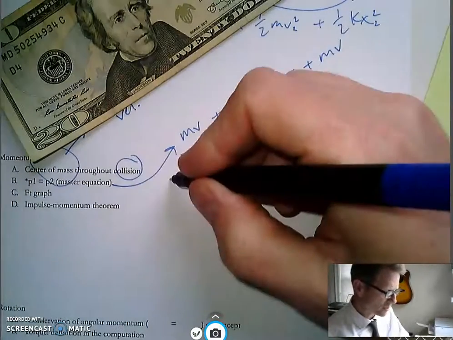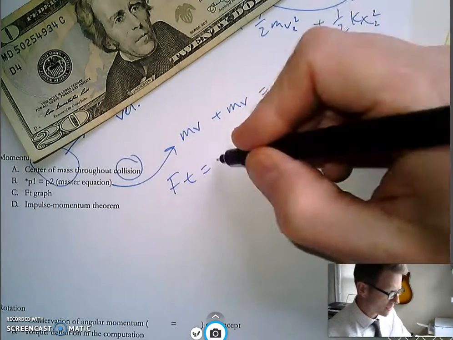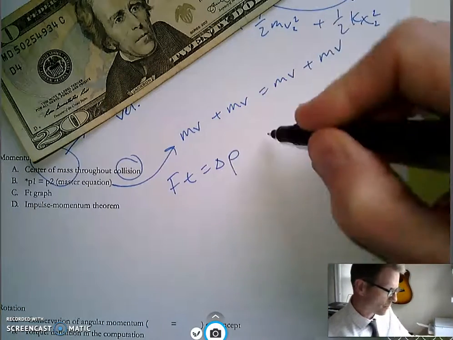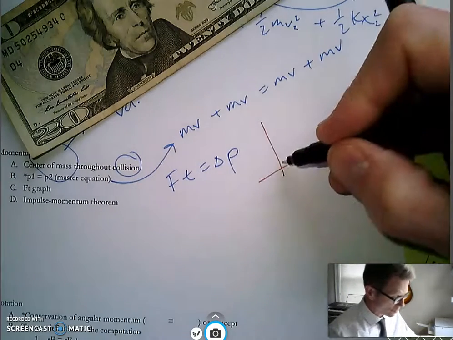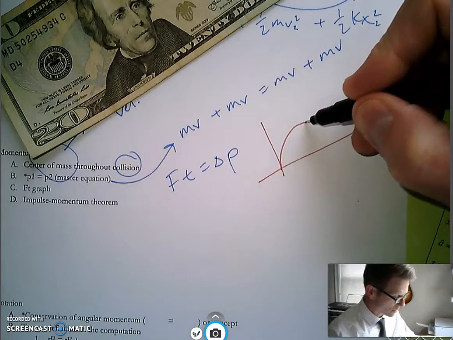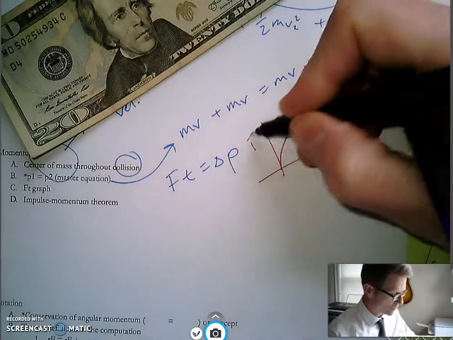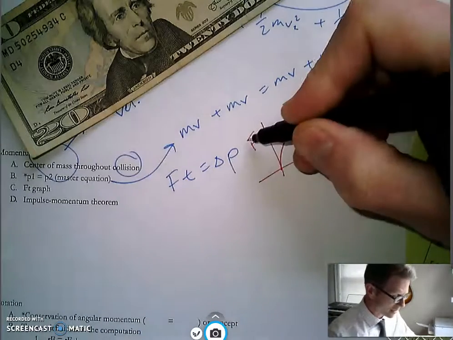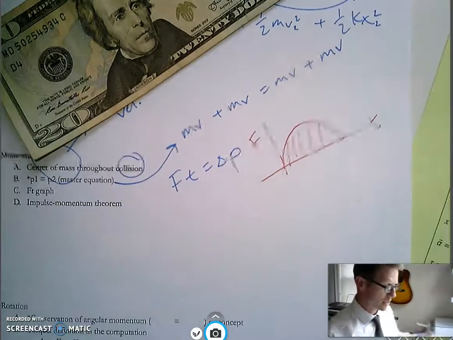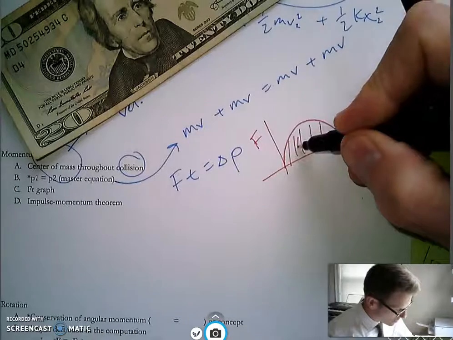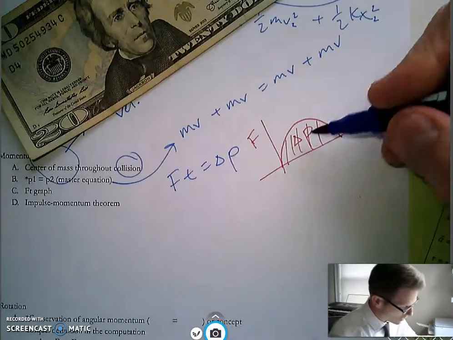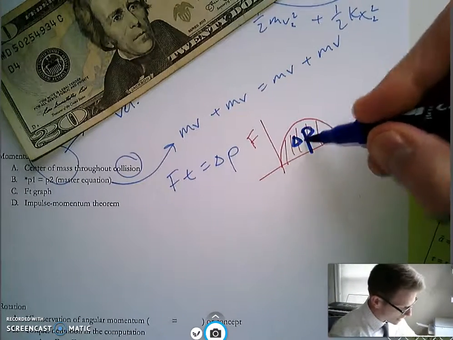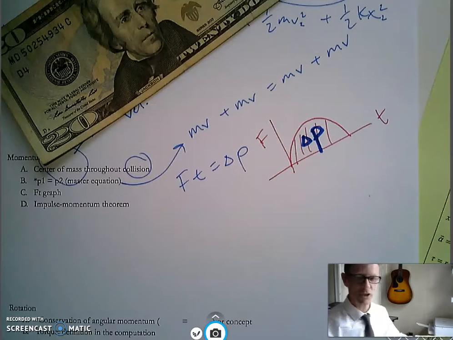Remember the impulse momentum theorem? Here's impulse. That results in a change in momentum. And if I have a graph, it could look like anything, could look like this. If it's force and time, I'm thinking area. And that area is going to literally be the change in momentum. That area, you can compute it, or maybe they tell you what it is. That area is going to be the change in the momentum.